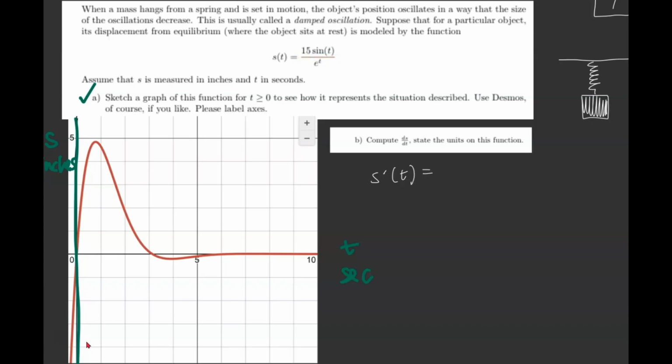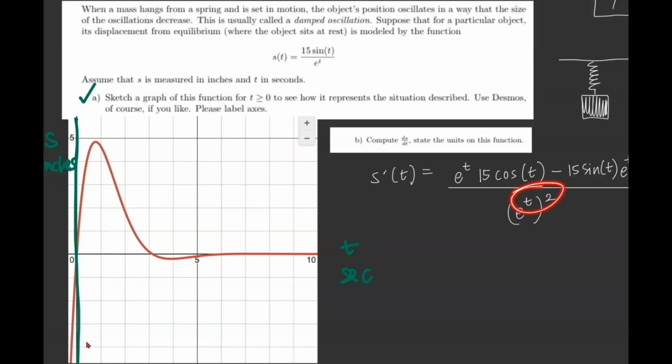Okay, so we need the quotient rule, so that's low d high, low times the derivative of the high, which is 15 times cosine of t, minus high, 15 sine of t, times the derivative of the low. We love e to the t because it's its own derivative. So the derivative of the low is just e to the t, all over e to the t squared.